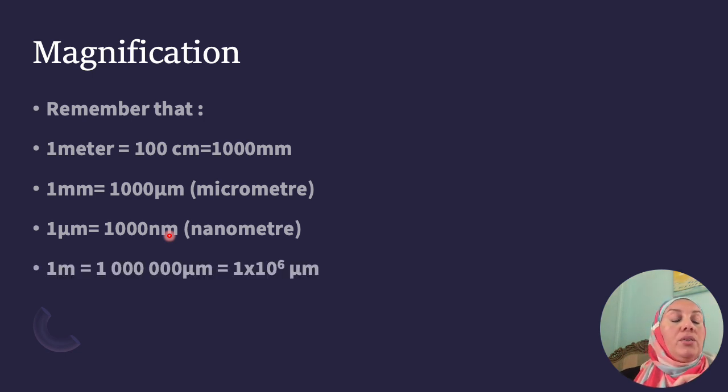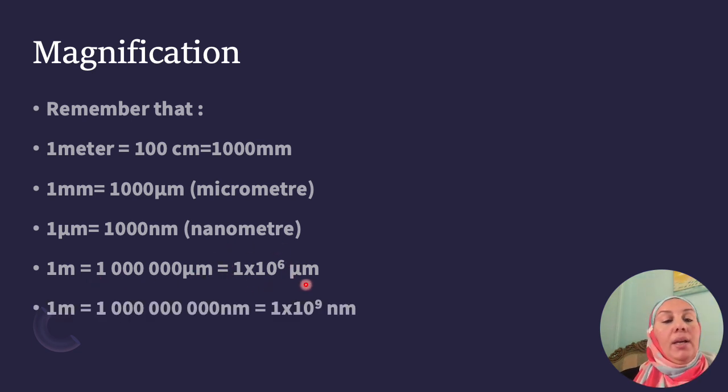All right? So 1 millimeter is actually 1 million micrometers, and this is another way of writing it down. And 1 meter is 1,000,000 micrometers. And again, 1 meter is 1,000 million nanometers, 10 to the power 9 nanometers. All right, hope this is easy to understand. Now, we're going to go into the organelles.